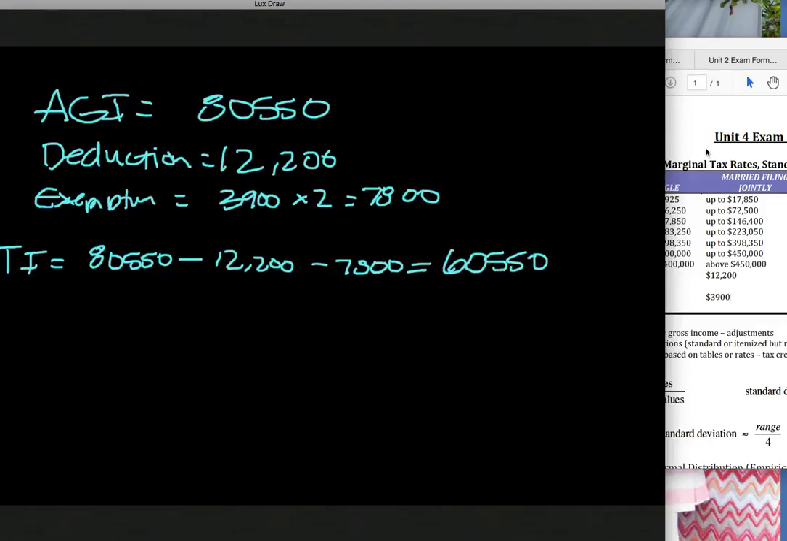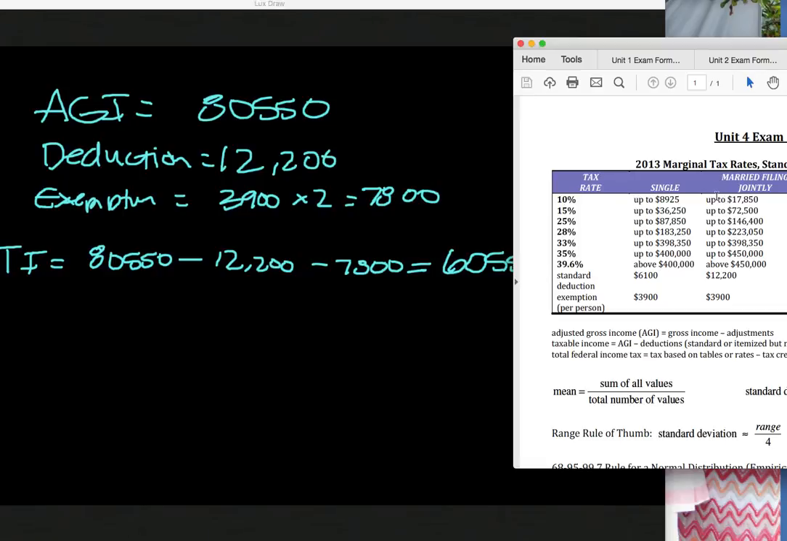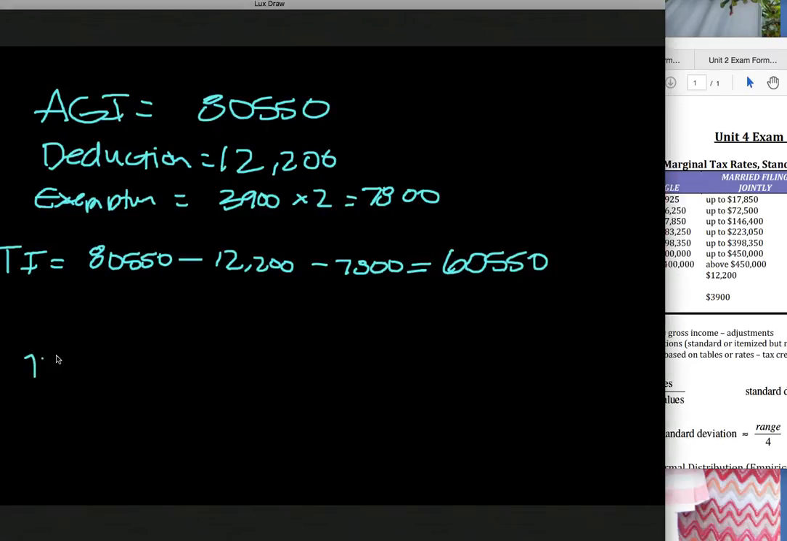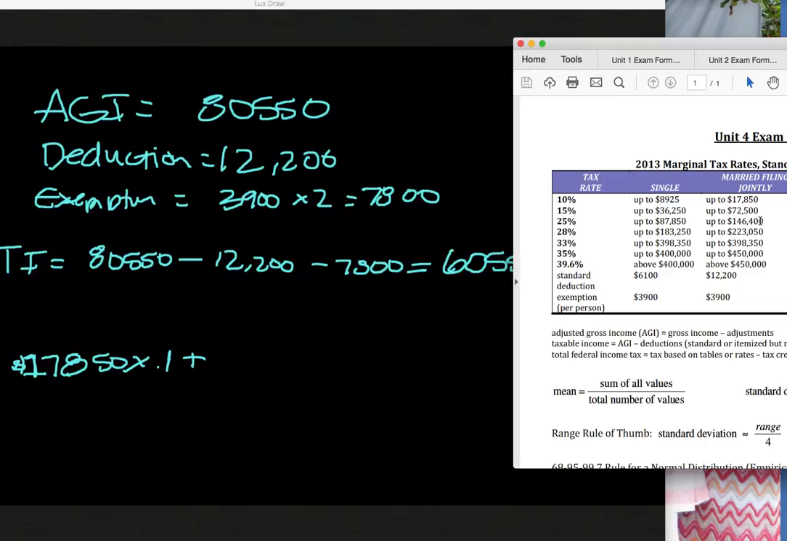Remember how this tax table works: you take up to 17,850 and you multiply that by 10%. 17,850 times 0.1. Then I add that to whatever's going to be taxed at the 15%. Anything up to 72,500 is going to be taxed at 15%.